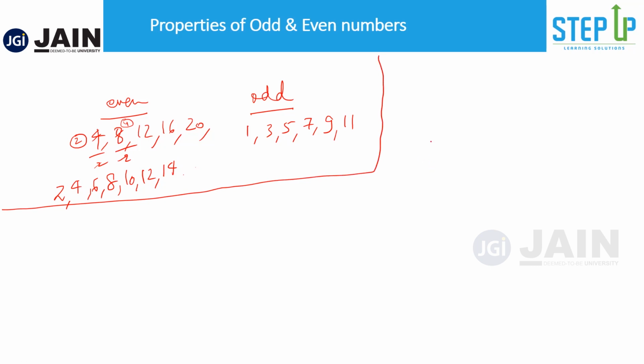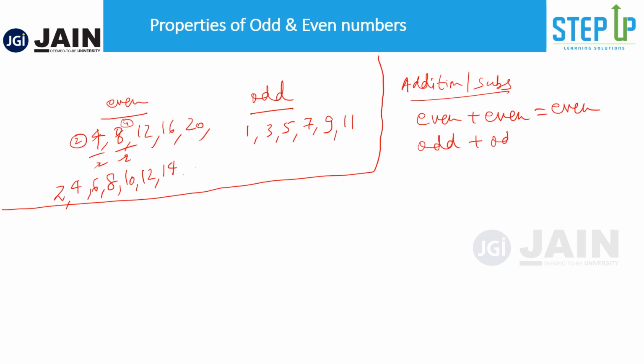So if you look at some of these numbers and look at the properties, let's first look at addition and subtraction. That means if I do some mathematical operations on these numbers, right? So let's say, what would be even plus even? This is always even. This is something we should know. What is odd plus odd? This is always even.